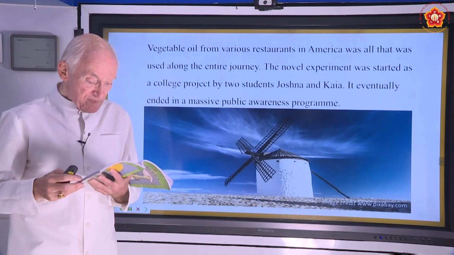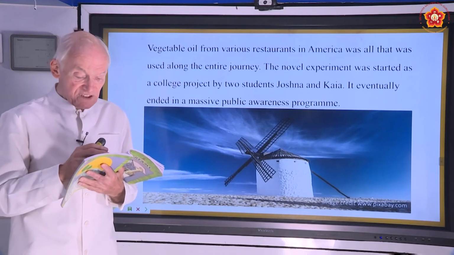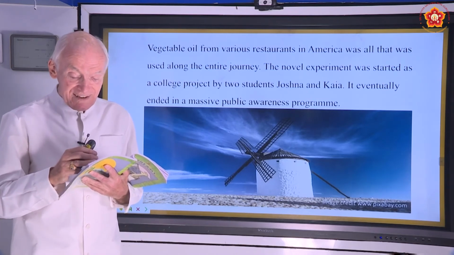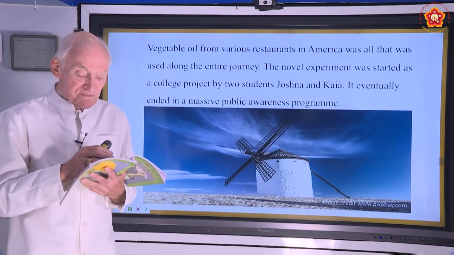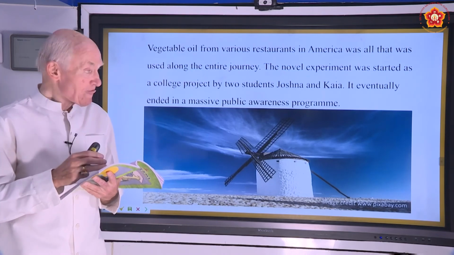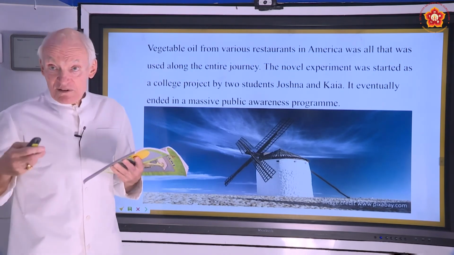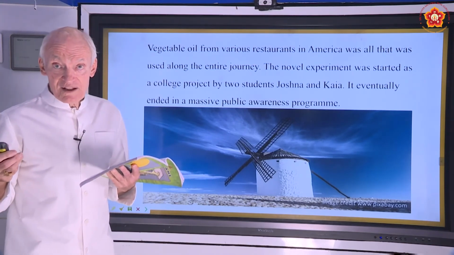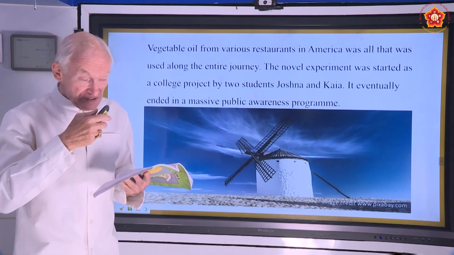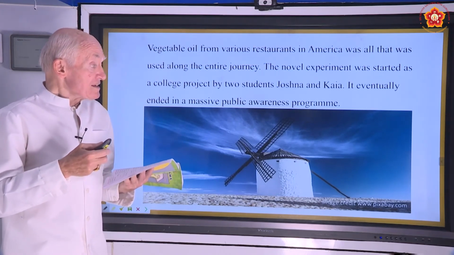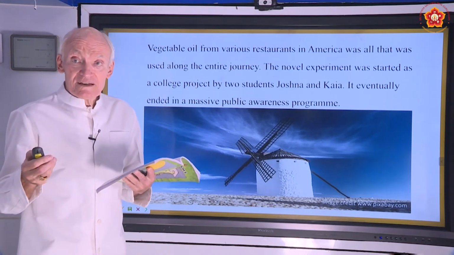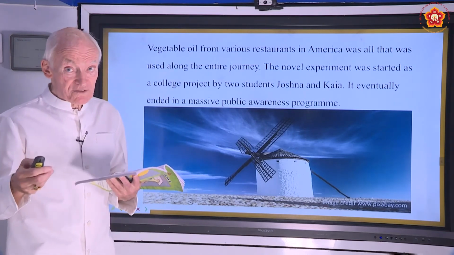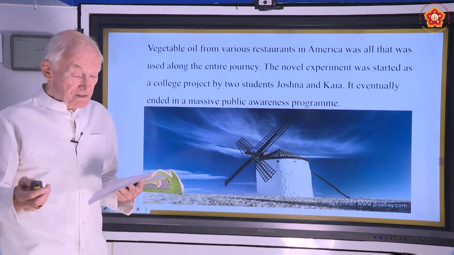The novel experiment was started by a college project by 2 students, Joshna and Kaya. It eventually ended in a massive public awareness program. So, especially in America, they started using the corn to make this ethanol, and they were using it to power their vehicles. And even in India, they use a little bit, but India is very much concerned with not starving the kids, so they use most of their food for food and not making fuel.